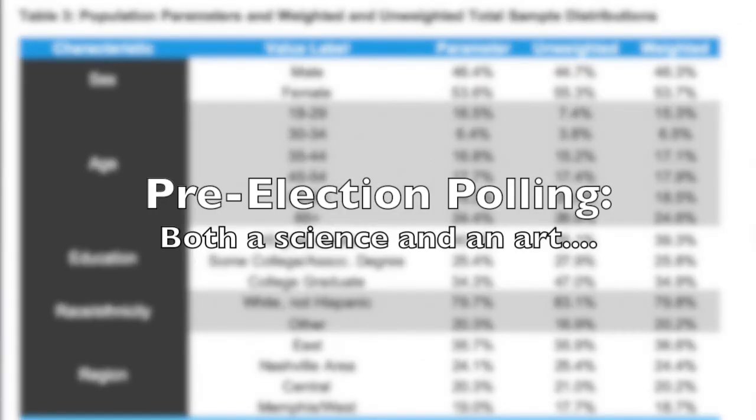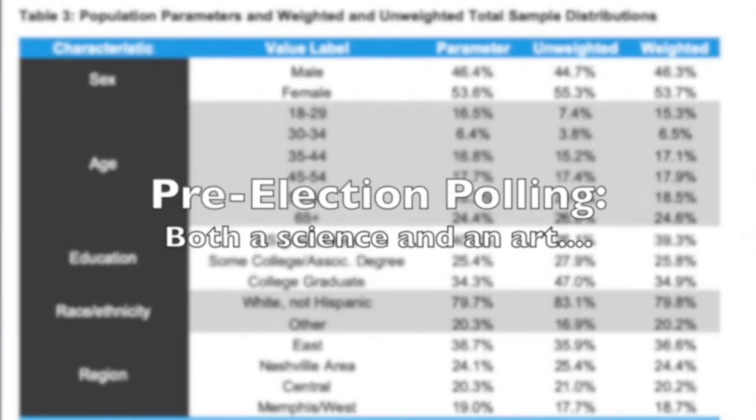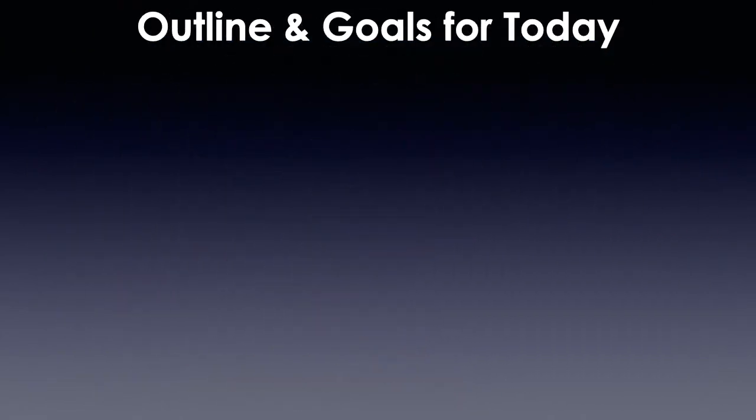So there's a science part, but there's also pretty clearly an art part. And you need to understand both if you really want to assess how much you should trust the poll numbers that you're being told about. So let's bring this puppy home.